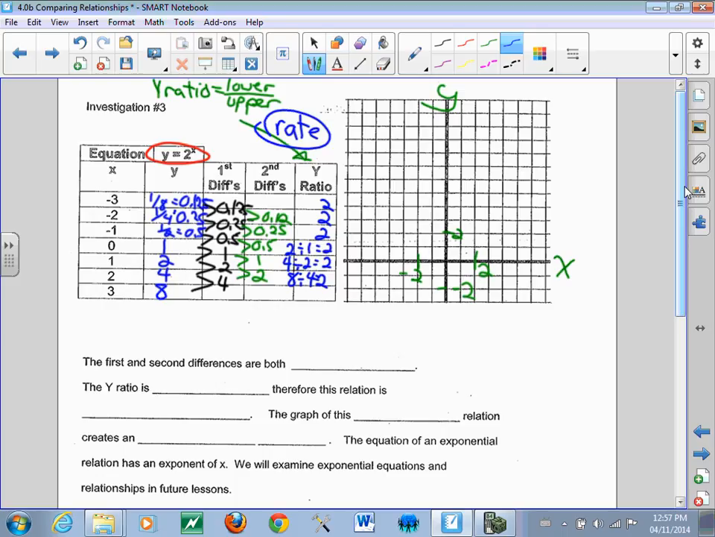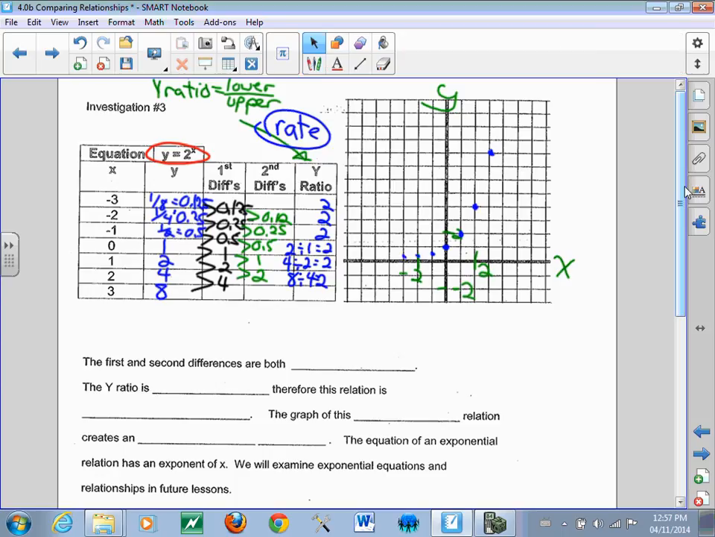So I'm going to go 3 and 8. 4, 5, 6, 7, 8. Then we're going to go 2 and 4. Then we're going to go 1 and 2. 1 and 0. And then we're getting in trouble here because we have to go half, and then a quarter, and then an eighth. And so we're getting closer and closer to this x-intercept.